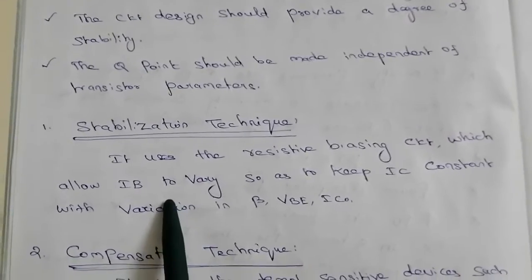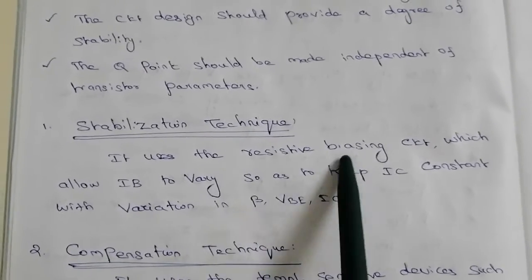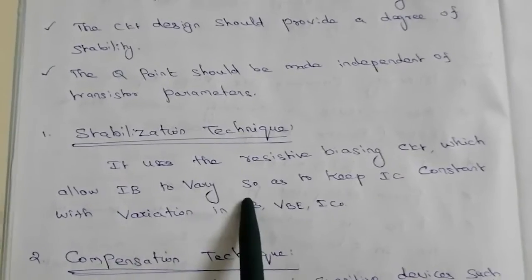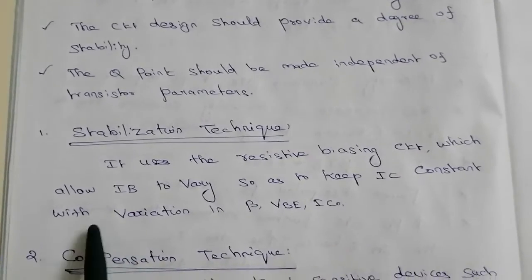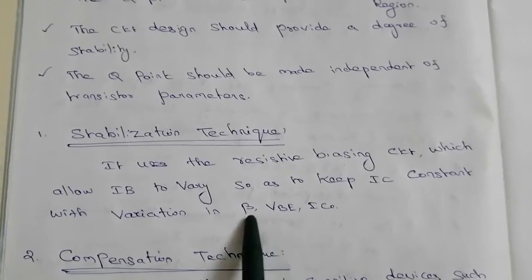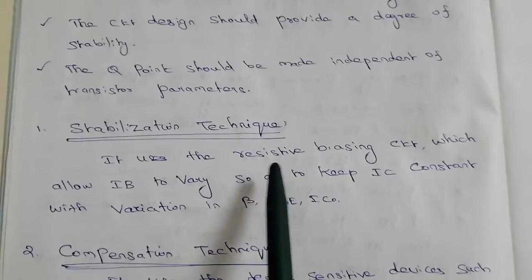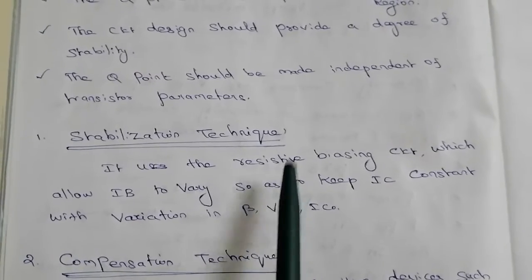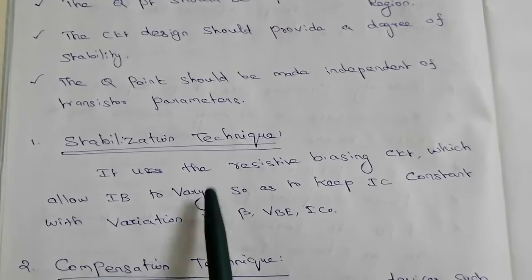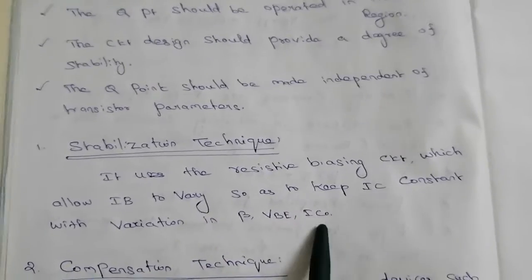If base current decreases, it automatically decreases the collector current. So in that resistive circuit, which allows the base current to vary so as to keep IC constant with variation in beta, VBE and ICO. Is it clear? So in stabilization circuits, we use resistive biasing circuits, which vary the base current. So we keep the collector current constant despite the variation in the transistor parameters.